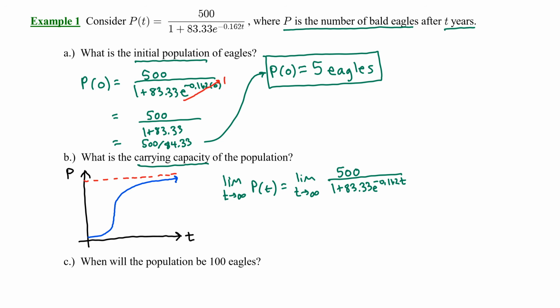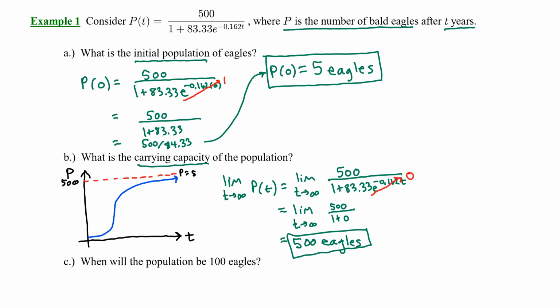So if we apply the limit to our exponential function, e raised to a negative exponent as t approaches infinity eventually goes to 0. So we have the limit as t approaches infinity of 500 over 1 plus 0, which very easily is 500. So the carrying capacity of this particular population is 500 eagles. So on our graph, that means that this horizontal asymptote occurs at p equals 500.